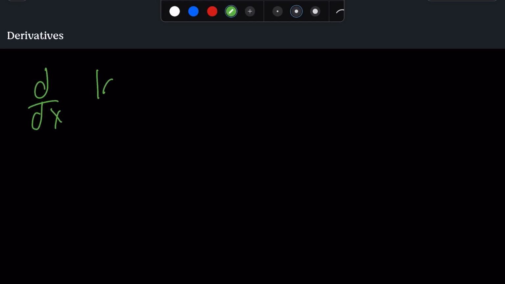All right, my math community, let's go ahead and finish out these derivatives. It's a couple derivatives we didn't talk about, like the derivative of ln of x and the derivative of e to the x.